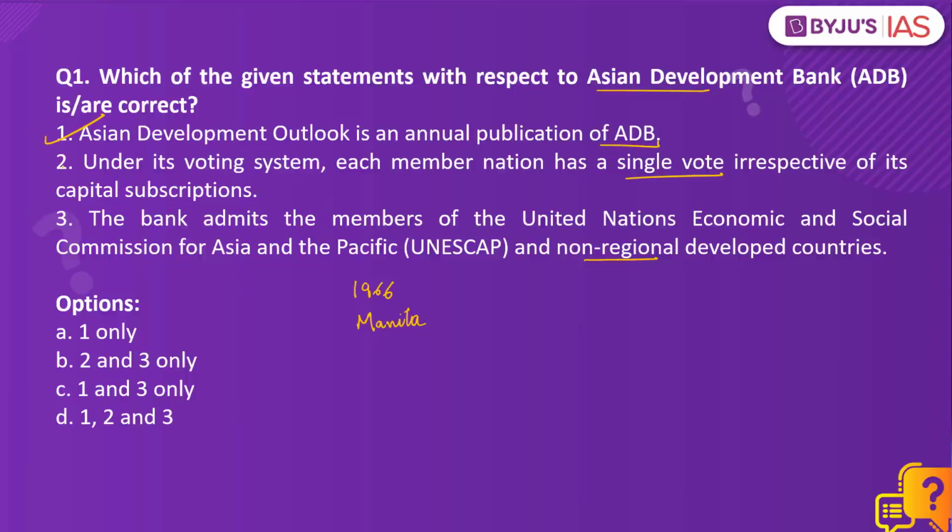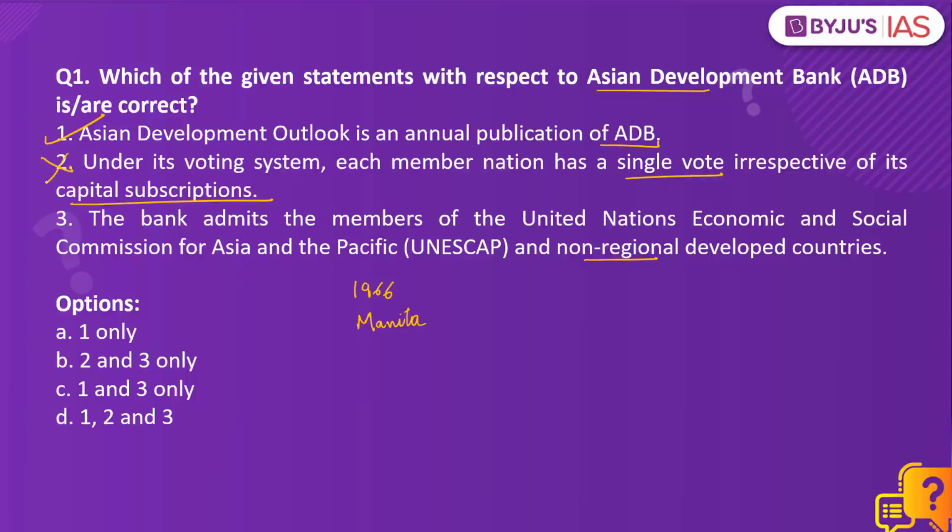Coming to statement number 2, which talks about the voting system followed in the bank. The Asian Development Bank was closely modeled on the lines of World Bank, so it follows a similar weighted voting system as followed by the World Bank. So the voting pattern is such that the votes are distributed in proportion with the members' capital subscriptions. So the second statement becomes wrong.